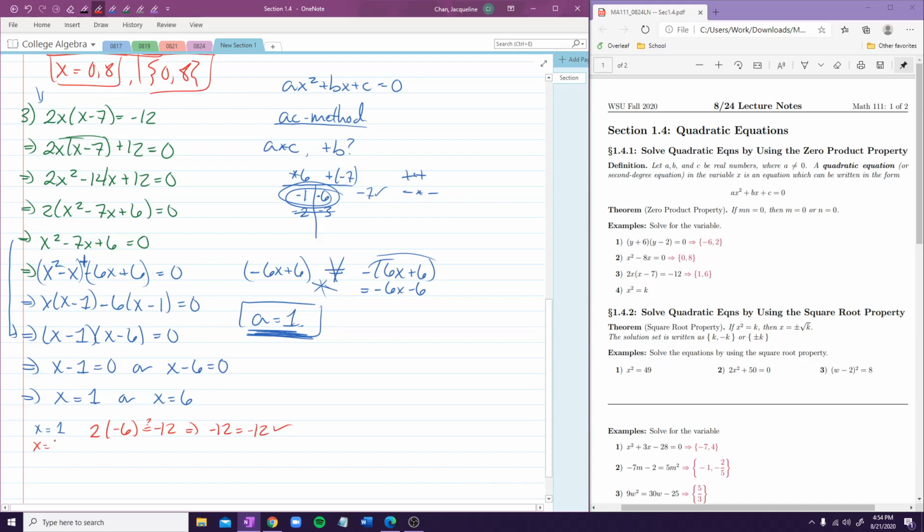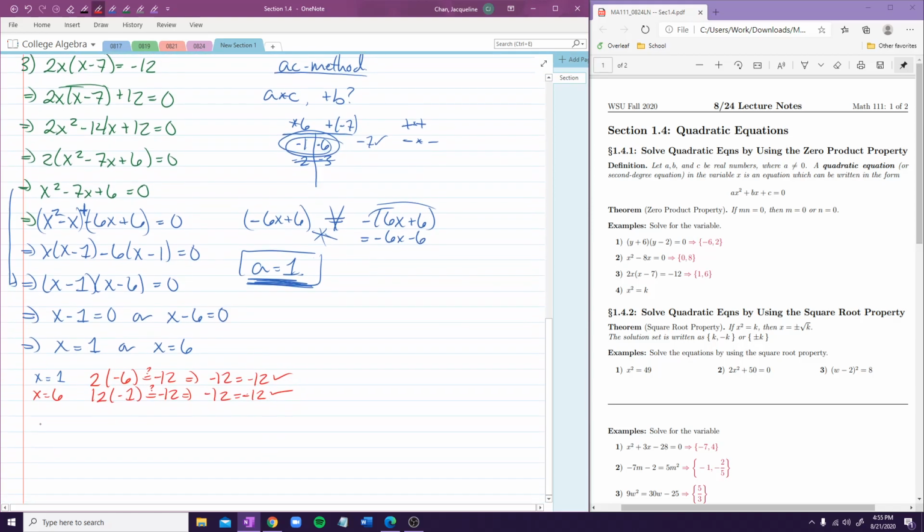And now let's check x is equal to 6. When we do that, we get 12, and then we get 6 minus 7, which is negative 1. Does this equal negative 12? Yes, it does. So what does that tell us? That tells us that our solution is x is equal to 1 or 6. Or you can write it in the solution set like that.